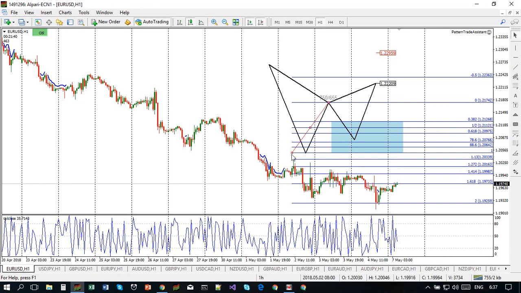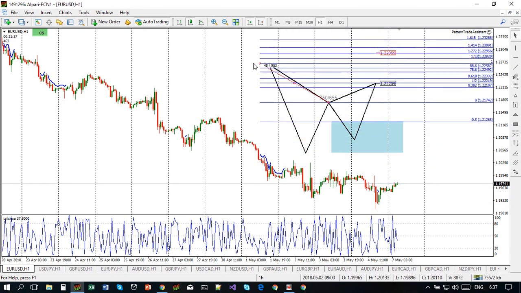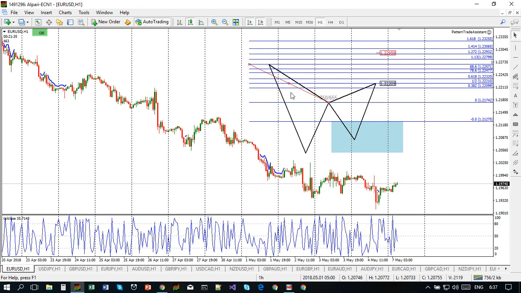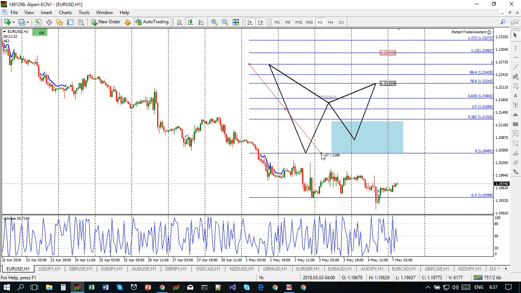And if all criteria are met, you need to stretch your fibs from X to A once again, like this, and your entry or completion zone will be 786, and your invalidation level will be 113. So your completion starts from 786, your invalidation starts from 113. Okay, this is the identification.